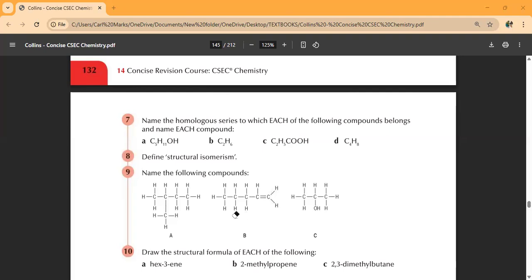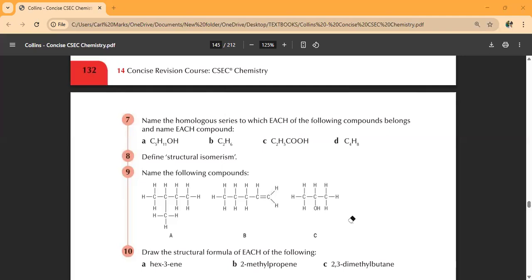What's B? What's the name of B? I think it's 1-methyl pentene. 1-methyl pentene. Yes, that can work, or we can say methyl pentene. And the last one.